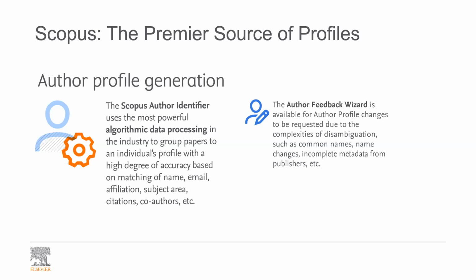profile, and maybe you change your institution, maybe you need to change your affiliation. So how can we deal with that? You can go to the author feedback wizard and ask the support team of Scopus to change your affiliation name. So the author feedback wizard is available for author profile changes.